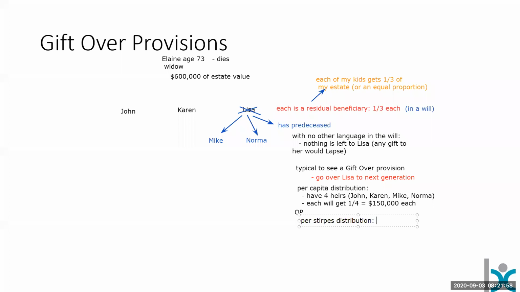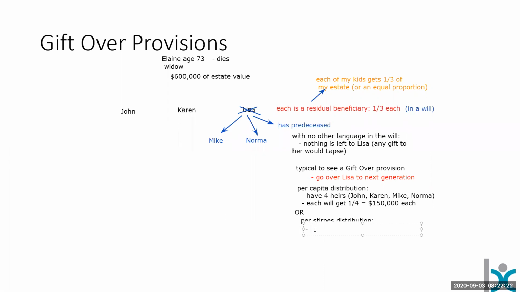I think per capita is language people are generally comfortable with, right? How many physicians are there per capita, or what's our GDP per capita? We know that that's per head, per person. Per stirpes is a little more complicated. Stirpes is the veins in a leaf. It's the Latin term for the little veins in a leaf. I'll show you that right away.